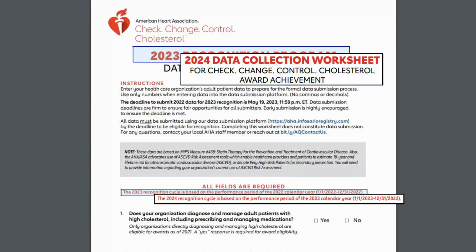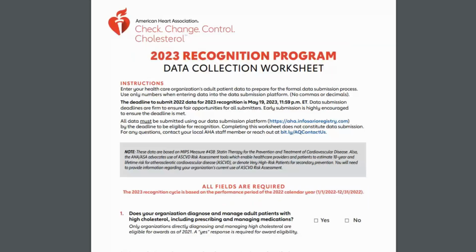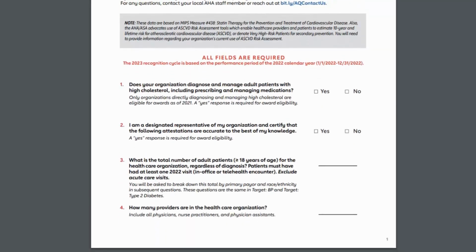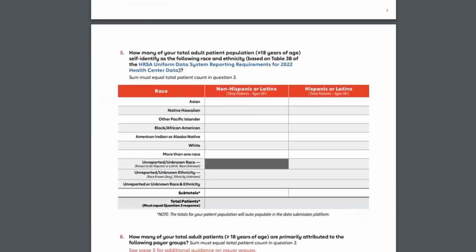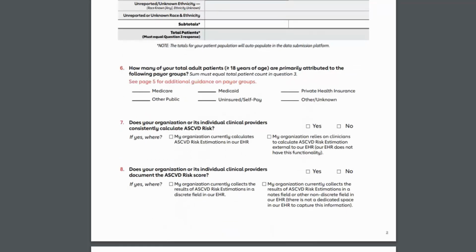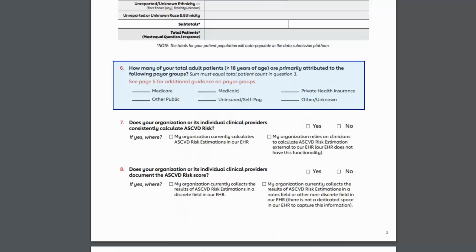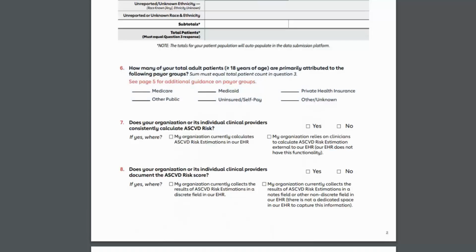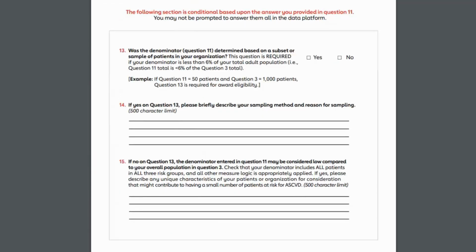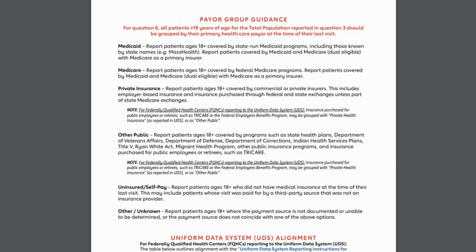Questions may change from year to year, so please ensure that you have the latest data collection worksheet, which you can find by looking at the top of the first page. The worksheet contains additional guidance on how to answer each question, especially for question 6, which asks for that patient breakdown by their primary payer. Scroll to page 5 to see detailed guidance.